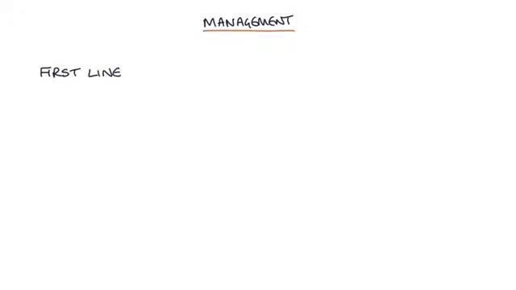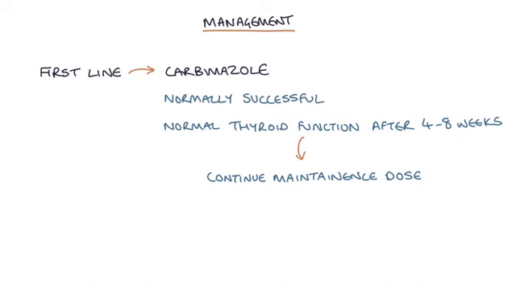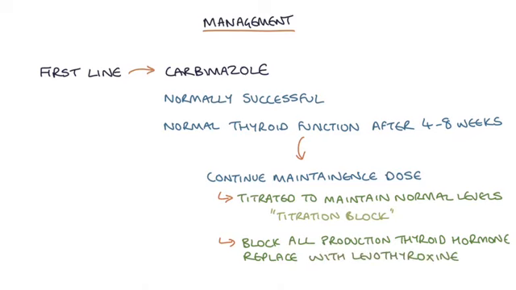The first line antithyroid drug to treat hypothyroidism is carbimazole, and it's usually successful in treating patients with Graves' disease and leaves them with normal thyroid function after about 4 to 8 weeks. Once the patient has normal thyroid function, they can continue on a maintenance dose of carbimazole, and then either this dose is titrated to maintain normal levels, and this is known as titration block, or the dose is given that's high enough to block all production of thyroid hormone, and then the patient has their thyroid hormone replaced with levothyroxine and titrated to symptoms. So this is known as block and replace.